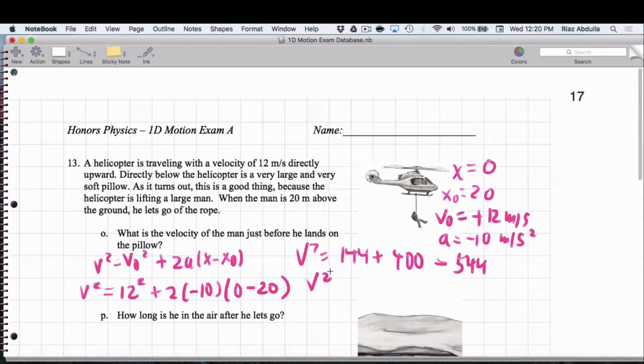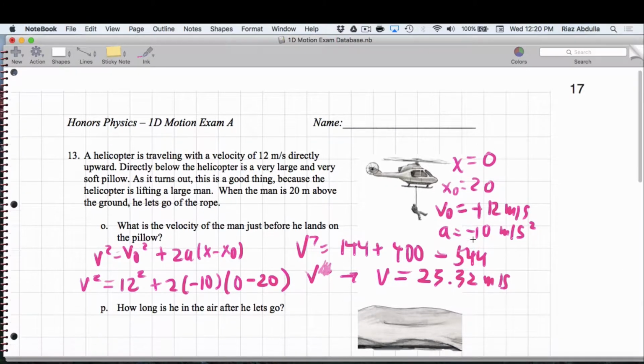And that means v is going to end up being 23.32 meters per second. Sorry, 23.32 meters per second.